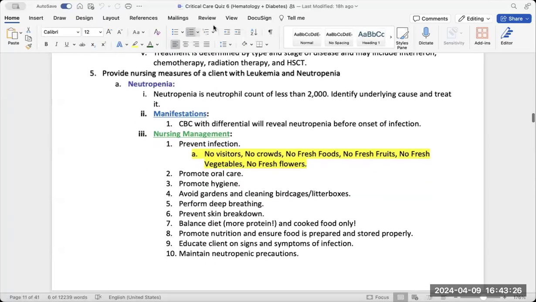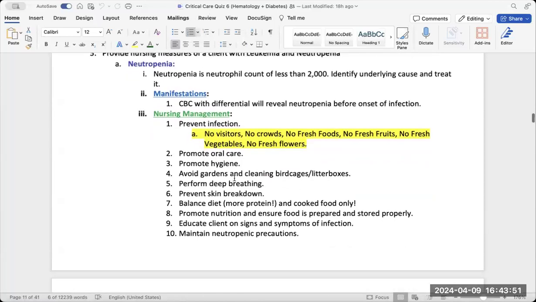We already talked about neutropenia precautions for someone who has leukemia, because question number 5 is providing nursing measures for a client with leukemia and neutropenia. Leukemia also affects your complete blood cell count, so it affects your red blood cells, your white blood cells, things like that. So they're at risk for neutropenia. So same neutropenic precautions as we said before.